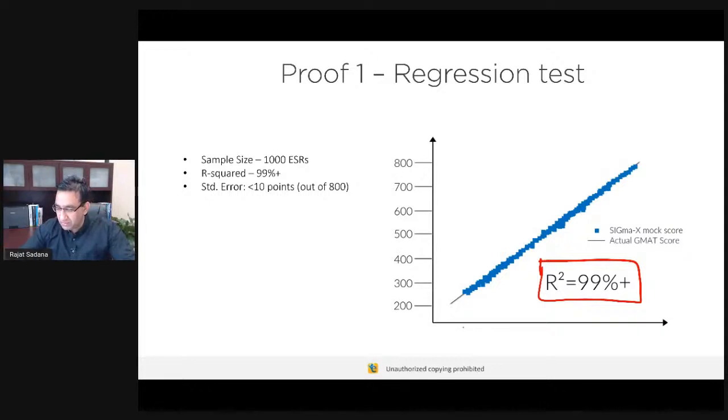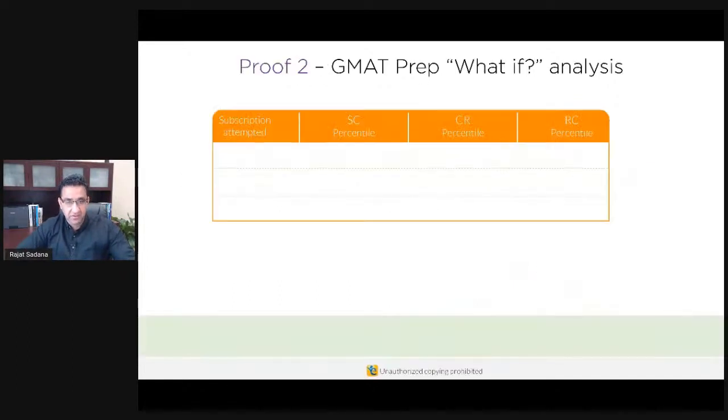And the solid line over here is essentially the regression predicted line, and the dots over here are the actual scores from ESR. And you can really see they map very, very nicely onto this.